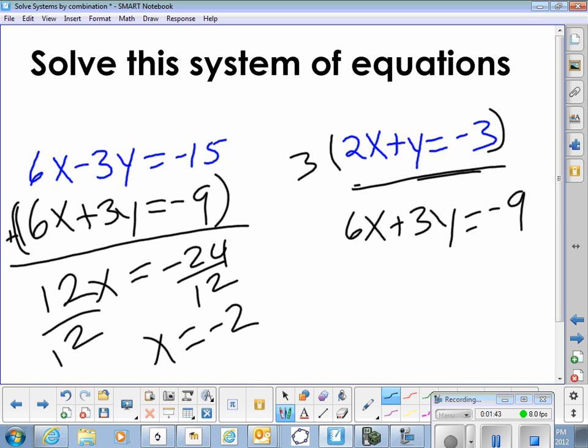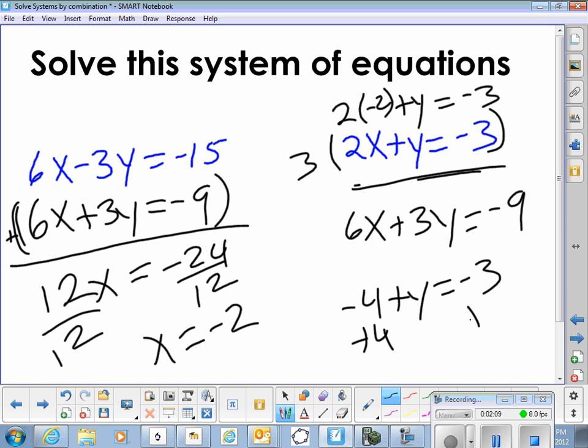X equals negative 2. So then I can plug that into either equation because I've created a new equation. Let's plug it into this one up here. So 2 times negative 2 plus y equals negative 3. So I'll bring that down below and say, well, negative 4 plus y equals negative 3. Add 4 to each side. Y equals 1. So negative 2, 1 are the coordinates for the solution to this system of equations.